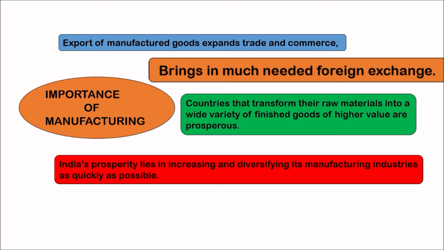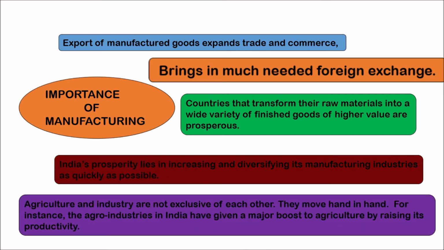Agriculture and industry are not exclusive of each other. We always misunderstand that agriculture and industry are different industries, but in reality it's not that way. They move hand in hand; they need to go hand in hand. For instance, the agro industries in India have given a major boost to agriculture by raising its productivity. So agriculture and industry are not separate entities. They go hand in hand, which also helps them to boost each other.